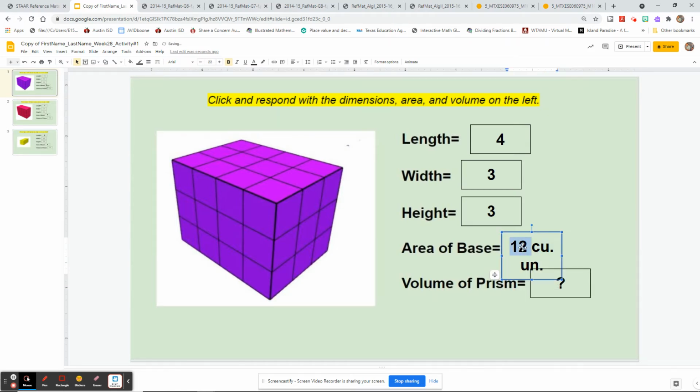Whoa, I'm making a mess with all my stuff. There we go. Let me shrink it down.